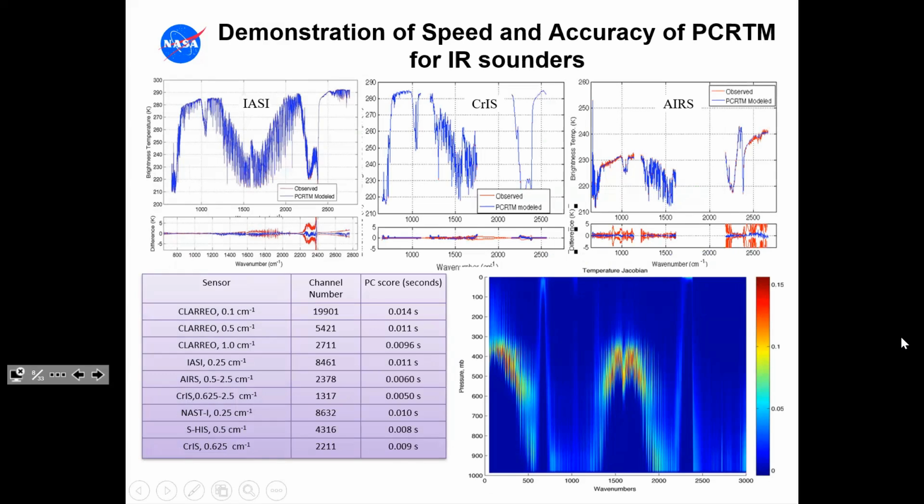The CrIS, as I mentioned, is SNPP, J1, J2, J3, J4. Each one lasts 5 to 7 years. So we have, again, 40 years of data record, if we're talking about the future. So we can simulate the spectrum very well.